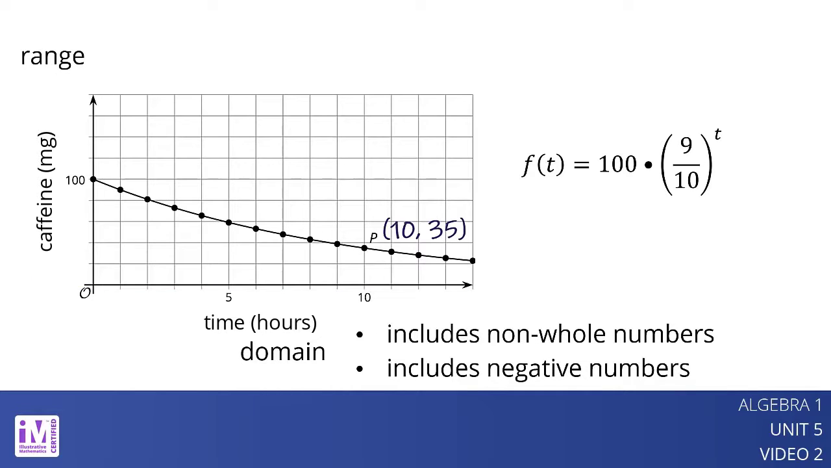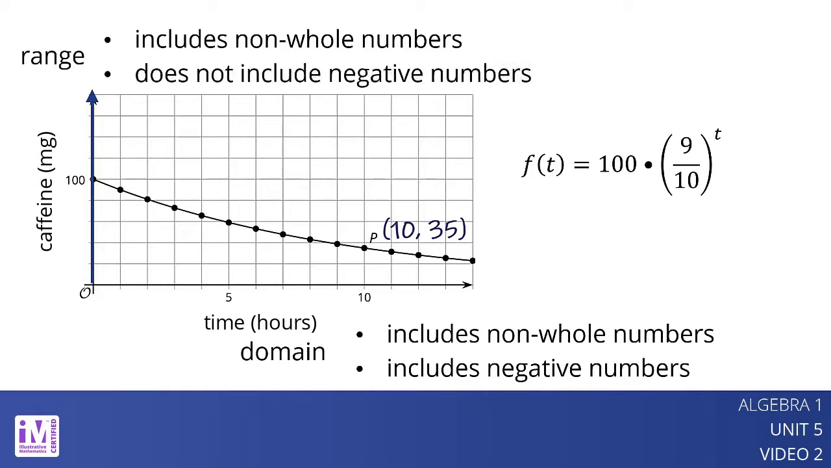The range of this function also includes non-whole numbers, since the measurement can be a fractional amount. But the range does not include negative numbers, as a negative amount of caffeine does not make sense in this situation.